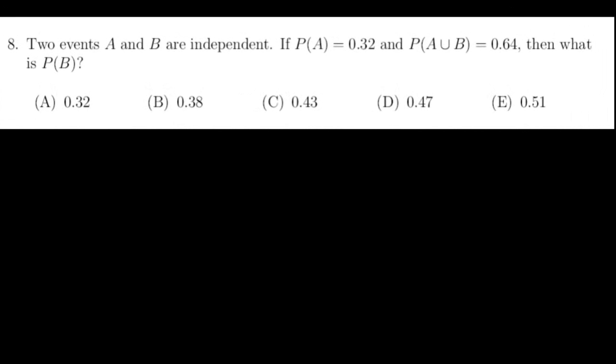This is going to be a video regarding probability. Two events A and B are independent if the probability of A occurring is equal to 0.32 and the probability of A or B occurring is equal to 0.64. Then what is the probability of B?